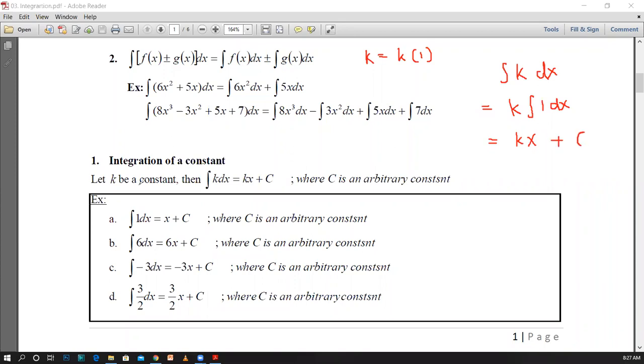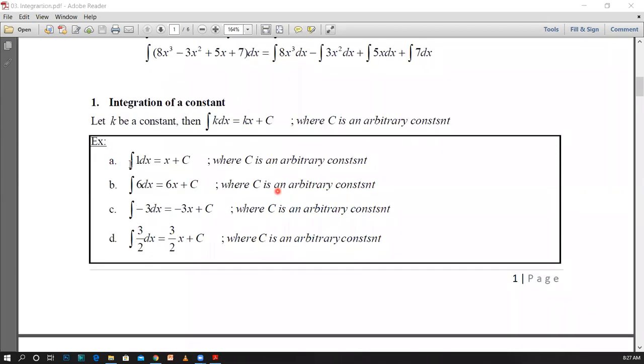Therefore, if we are having the constant k, the integral of constant k with respect to x would be kx plus c, where c is an arbitrary constant. These are some examples included for the first theorem. Now we will see the integral of 1 dx.